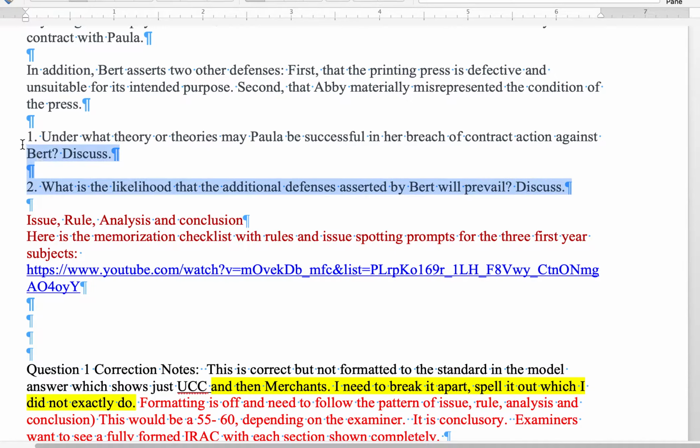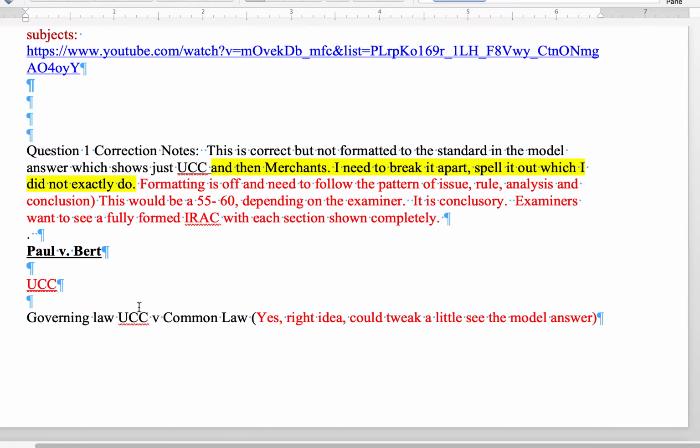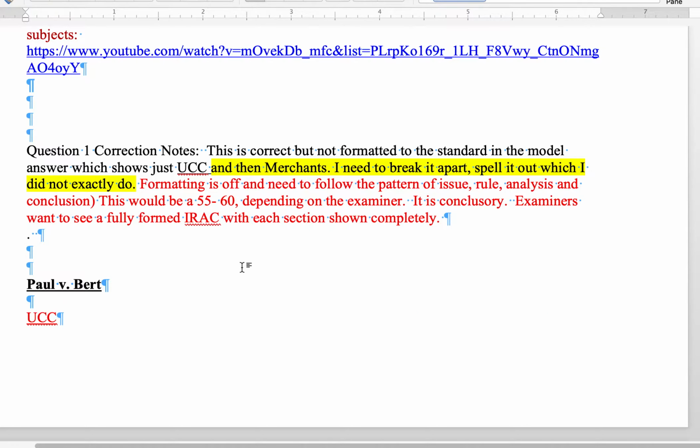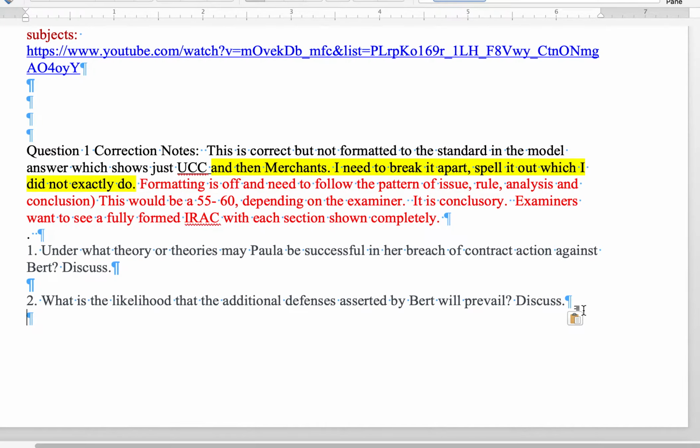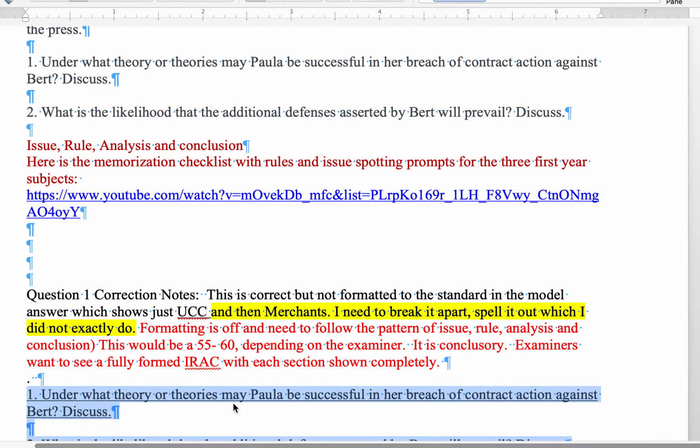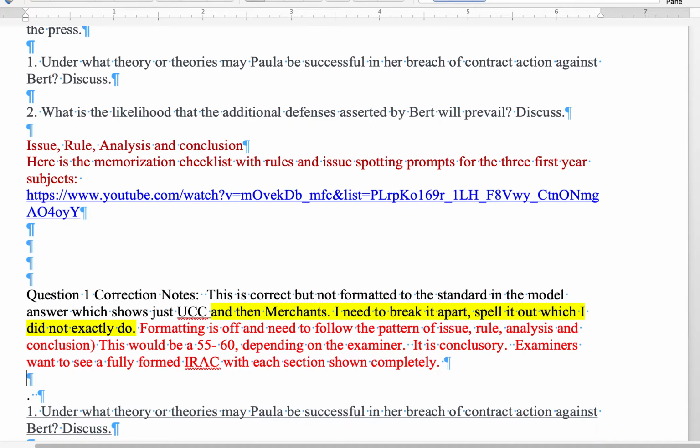I would just take these 2, copy them, and then I would put it below. Then I'd maybe underline it, because this is what they're asking. And then I would go look who's, okay, Paula is going to be suing against Bert. So it's Paula versus Bert, right?